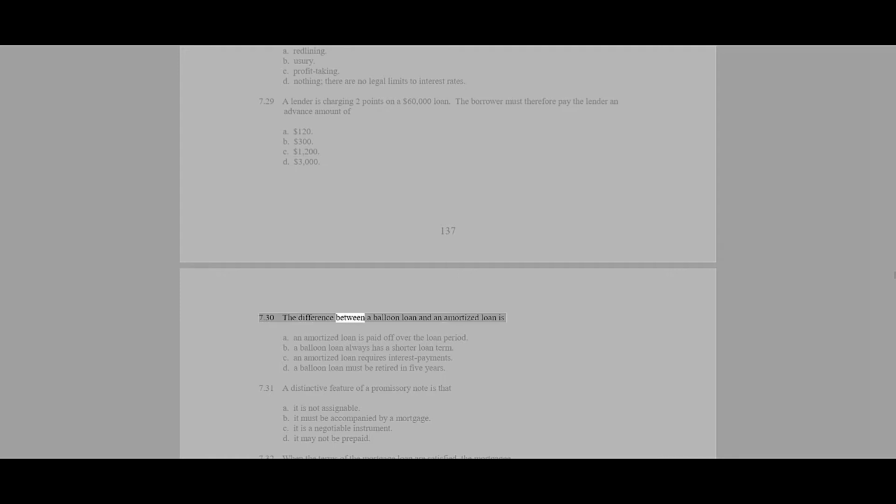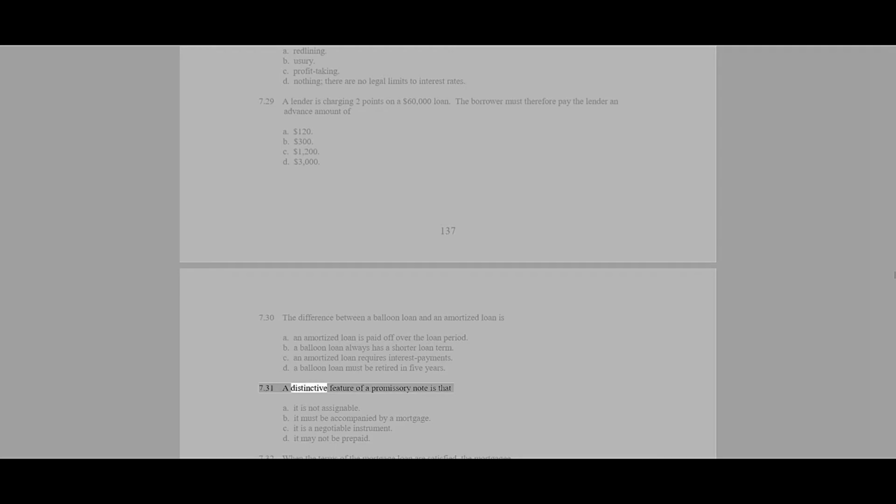7.30 The difference between a balloon loan and an amortized loan is: A. An amortized loan is paid off over the loan period. B. A balloon loan always has a shorter loan term. C. An amortized loan requires interest payments. D. A balloon loan must be retired in 5 years.